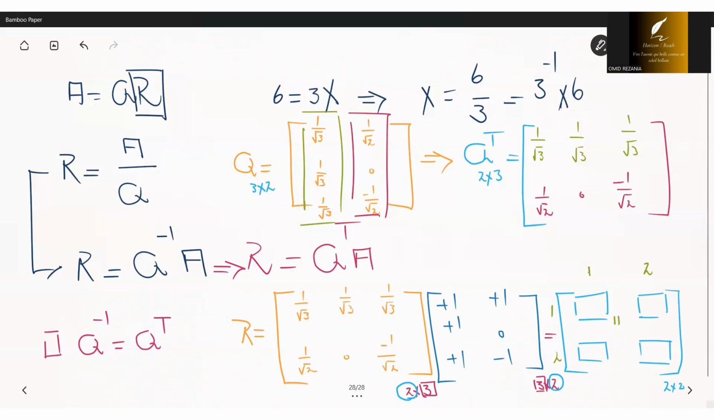How to find it? I have to multiply the first row into the first column. Everything is the same. It becomes 1 over root of 3 times 1 plus 1 over square root of 3 times 1 plus 1 over square root of 3 times 1. Everything is the same. Then you get 3 over square root of 3.